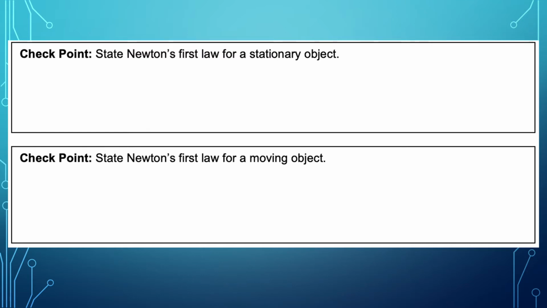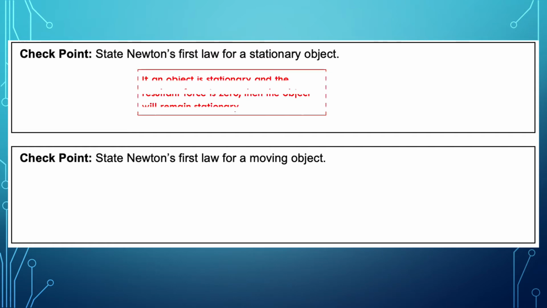State Newton's first law for a stationary object. If an object is at rest or stationary, and the resultant force is 0, then the object will remain stationary. All right. So the easiest way to explain this in simple terms is an object that is at rest will remain at rest unless there's a force acting upon it.